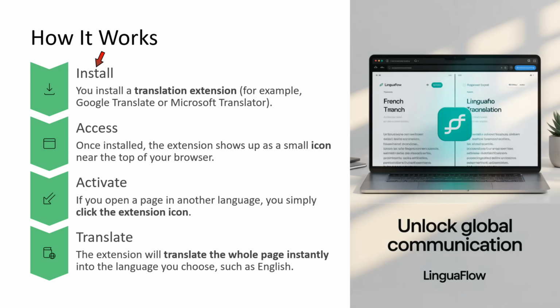You have to install a translation extension, for example Google Translate or Microsoft Translator. Once installed, the extension shows up as a small icon near the top of your browser. If you open a page in another language, you simply click the extension icon. The extension will translate the whole page instantly into the language you choose, such as English.